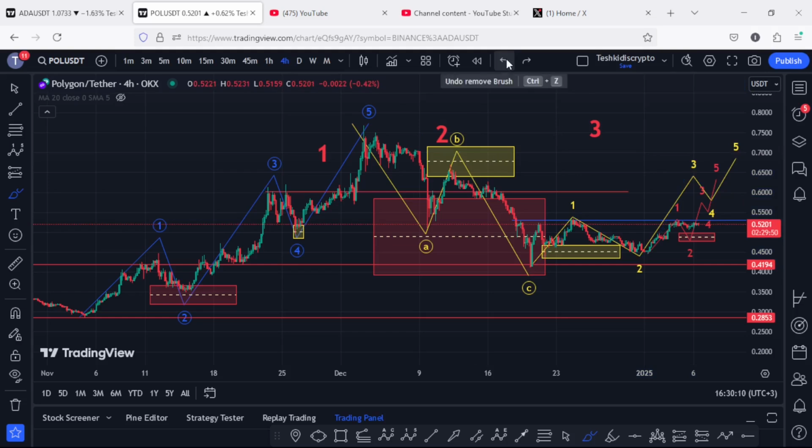So that is all I'm expecting on the long term, and let's be patient, and also on the short term, and let's be patient and see how that plays out, and I will ensure you stay up to date.